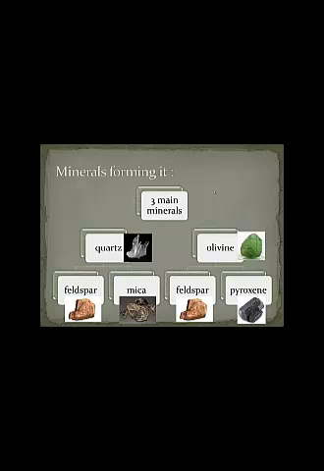According to the minerals forming it, granite consists of three main minerals: quartz, feldspar, and mica. And mica is divided into dark mica or light mica according to the color. But basalt consists of three minerals, which are olivine, pyroxene, and feldspar.